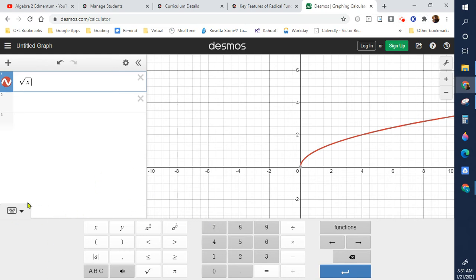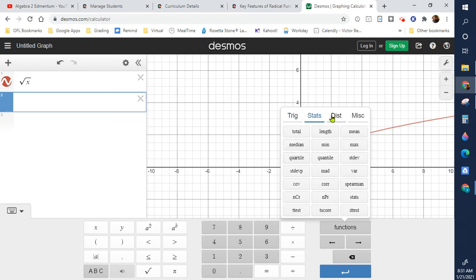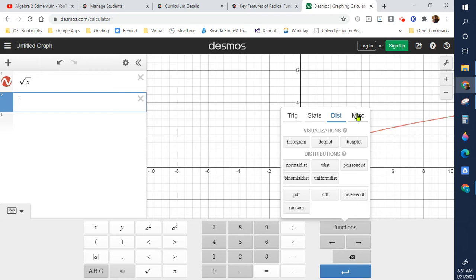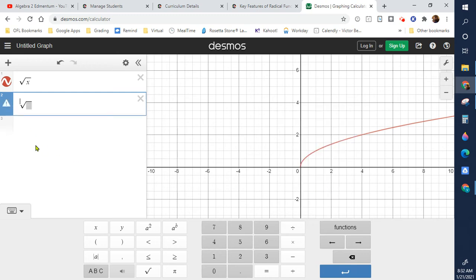Okay, so what I'm going to do here is I need a cubic root function. So I'm going to go to functions, and these are trig functions. I don't want those. I'm not doing statistics, and I don't need to see a distribution, so I'm going to go to miscellaneous functions. Here, I'm going to do this nth root. Our n is going to be 3, and then we're going to do the x, and then you can see that the green is a cubic root function, and the square root is the red function.